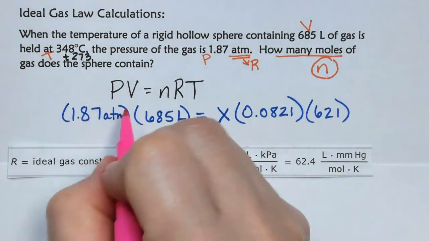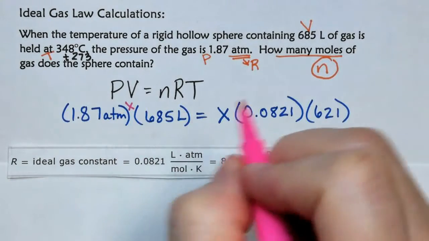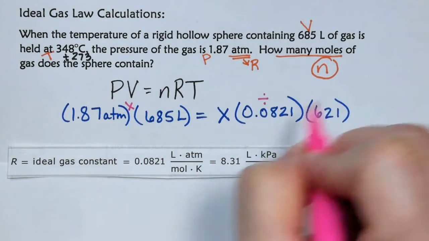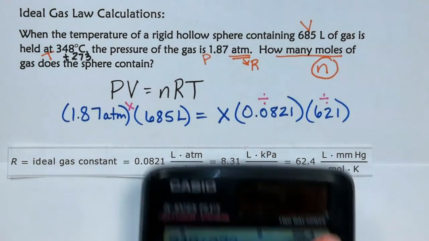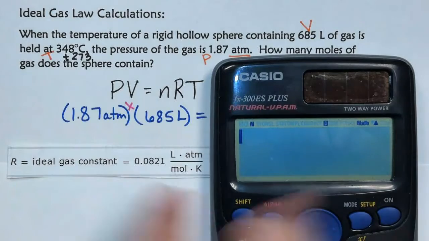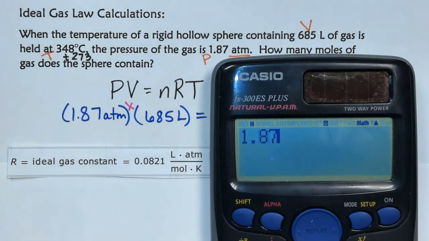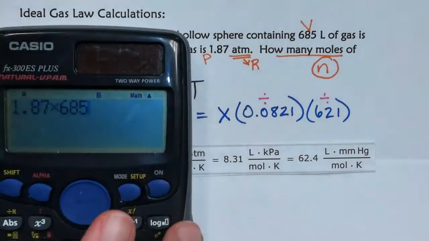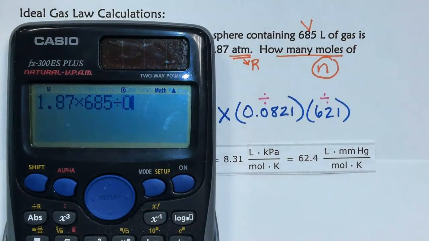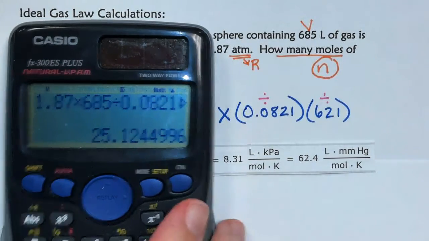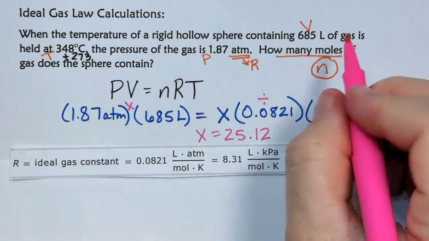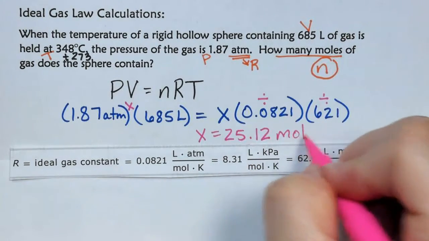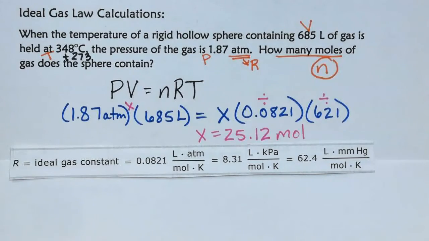We'll start over here, 1.87 times 685. And now the values with the X we get divided by. So we're going to divide by this, divide by this. To type it into the calculator, we type in these two values first, 1.87 times 685. And now I'll hit divided by 0.0821 divided by 621, and we're going to get 25.12. So our final answer is X equals 25.12, and remember we were solving for moles, so that is the answer in moles.